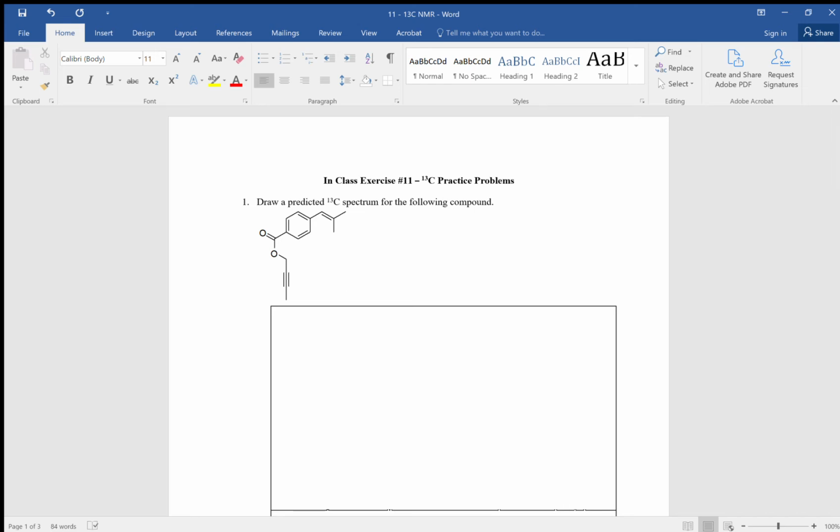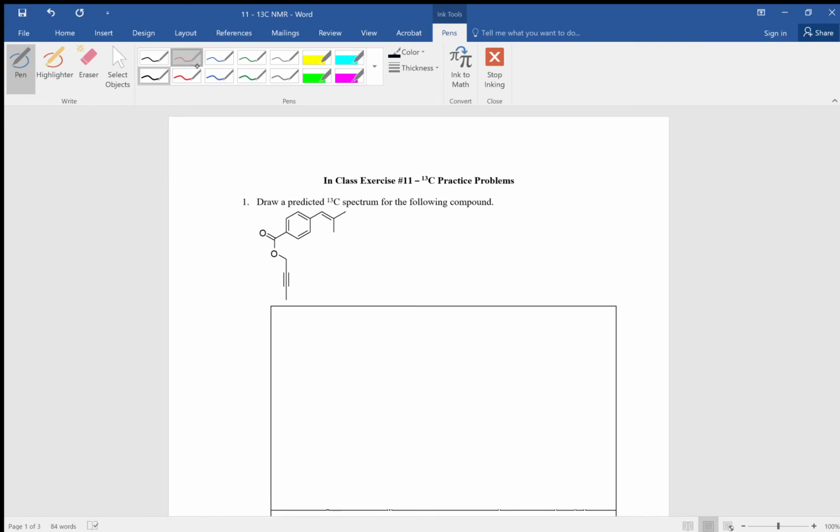So now we're going to go over our practice problems for C13 NMR. Our first problem here is one that asks us, basically, here's a compound. Predict, draw what the C13 spectrum is going to look like. Now, a lot of times students will ask, why do we do problems like this? Isn't most of what we're going to do in this course, or in practice, to look at spectra and interpret them? The answer to that is yes.